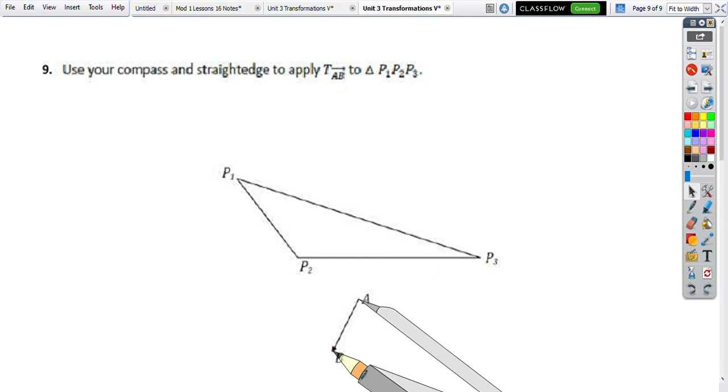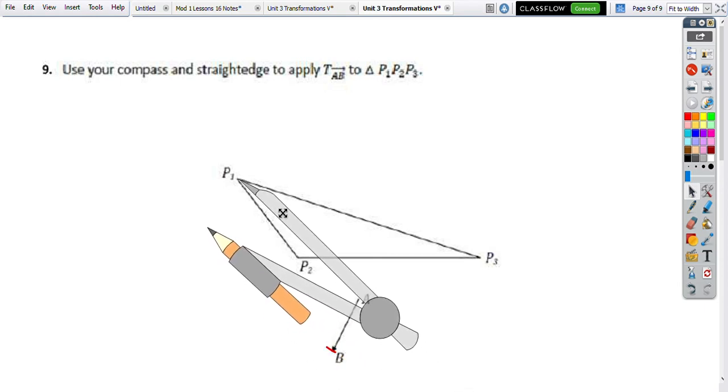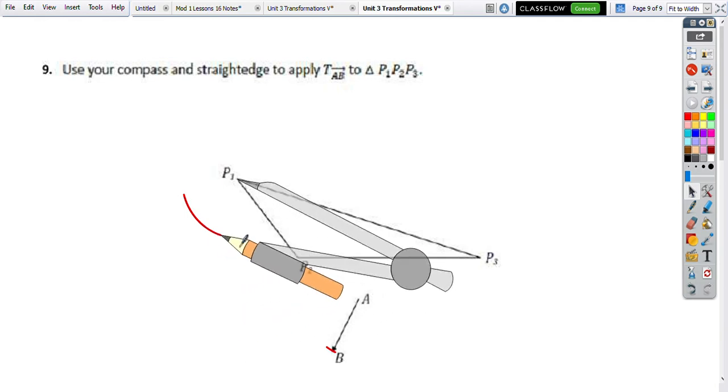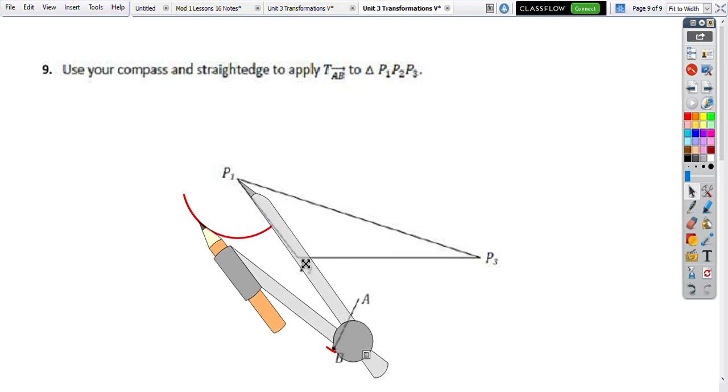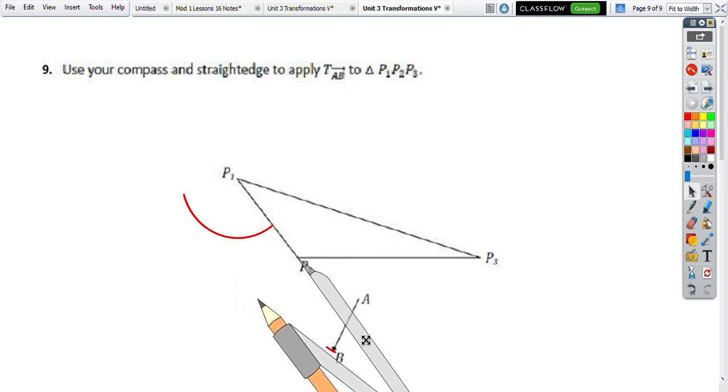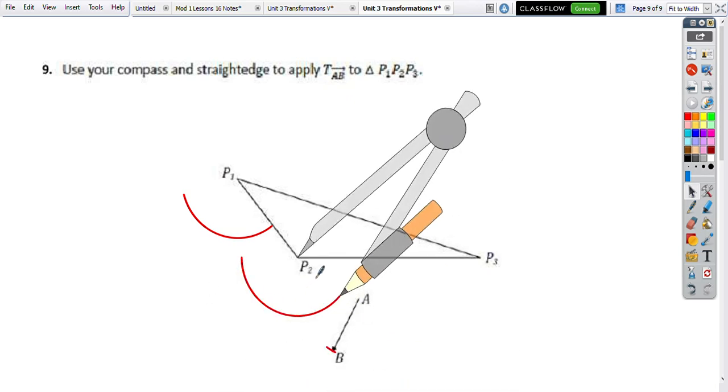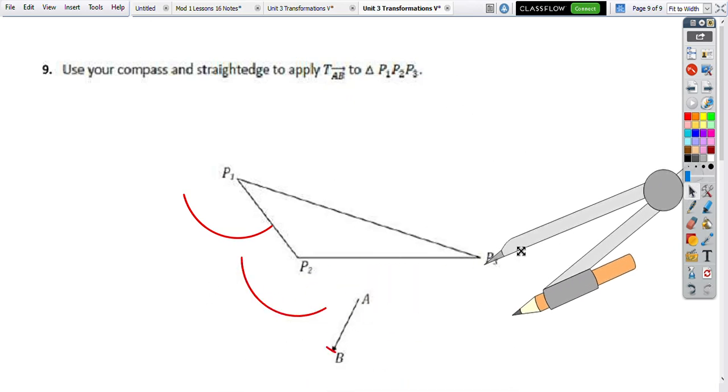Once I have this length for myself, okay, I'm going to draw 3 circles around P1, P2, and P3. Those are the points we're moving. Now you don't have to draw the whole circle, right? Remember that ray is pointing in the direction that we want to translate. So we just need that circle that's in that direction. Same thing with P2 here. Just draw my circle. And then P3.